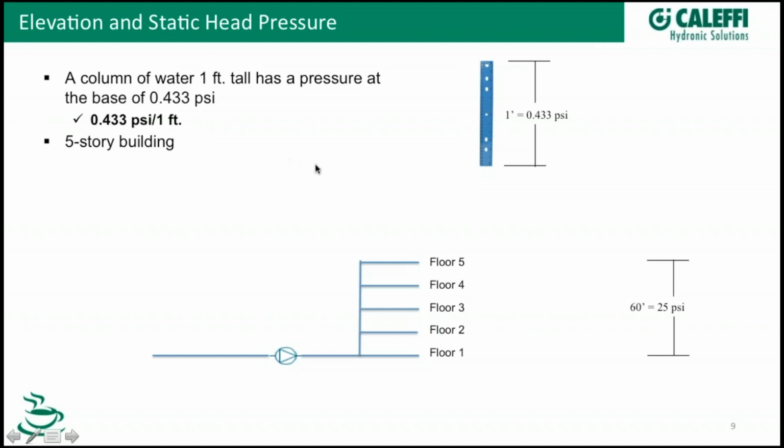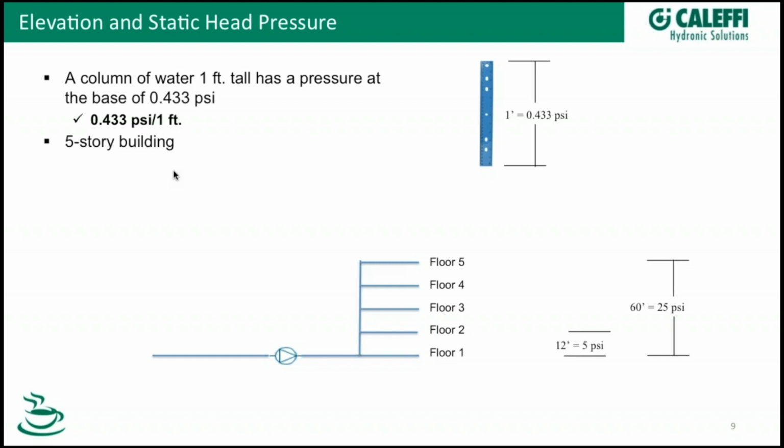So with that in mind, if we had to go up 10 feet, obviously we'd need 4.3 pounds of pressure to go up there. So as we have a multi-story building, especially a high-rise building, we need to adjust the pressure so that the bottom floor going up has the right amount of pressure, and we don't run out of pressure before we get up to the upper floor.